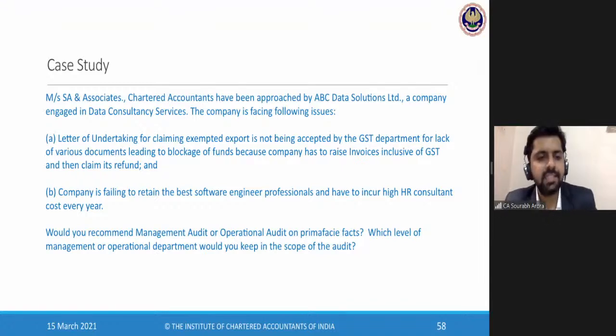Second, the company is failing to retain the best software engineer professionals and has to incur high HR consultant cost every year. So would you recommend management audit or operational audit on prima facie facts? Which level of management or operational audit would you keep in the scope of the audit? Would you answer this? Any of you may answer this. Whether the operational audit will be recommended or the management audit will be recommended, and in which department, or what would be the scope of the management audit?